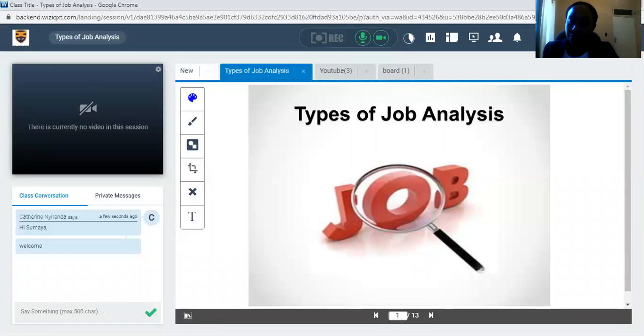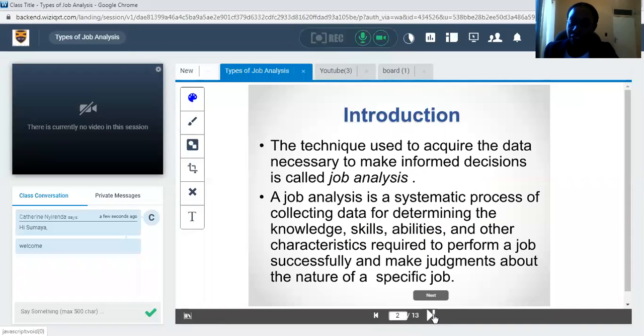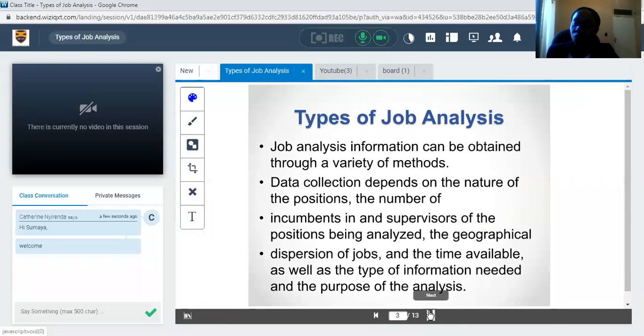So we're looking at types of job analysis, today's lecture. In the introduction, we looked at job analysis last week, and we said a job analysis is a systematic process of collecting data, determining knowledge, skills, abilities, and other characteristics required to perform a job successfully and make judgments about the nature of a particular job. So what are these types of job analysis?